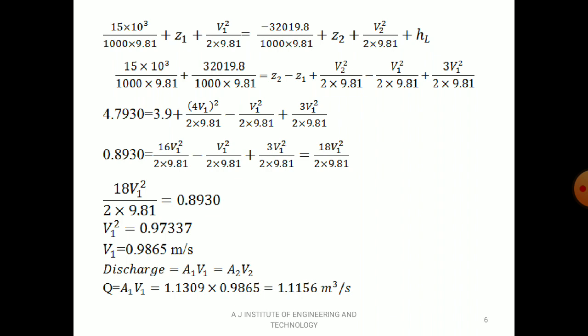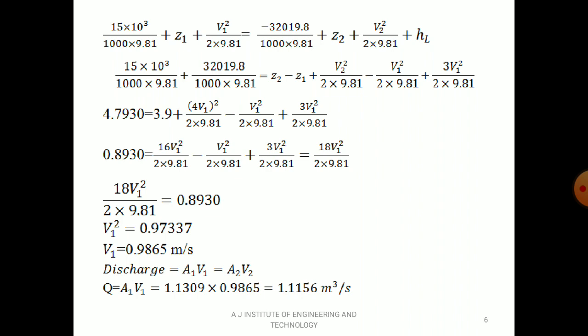So now we can simplify the expression. 15 into 10 to the power 3 divided by 1000 into 9.81 plus 32,019.8 divided by 1000 into 9.81, its value is 4.7930, is equal to Z2 minus Z1, the difference of elevation, that is 3.9, plus V2 square. In place of V2 we can substitute 4V1 because we already got the expression for V2 as 4V1. So (4V1) whole square divided by 2 into 9.81 minus V1 square divided by 2 into 9.81 plus 3V1 square divided by 2 into 9.81.